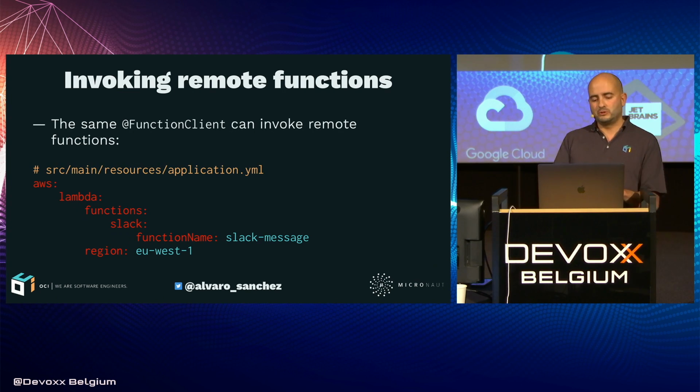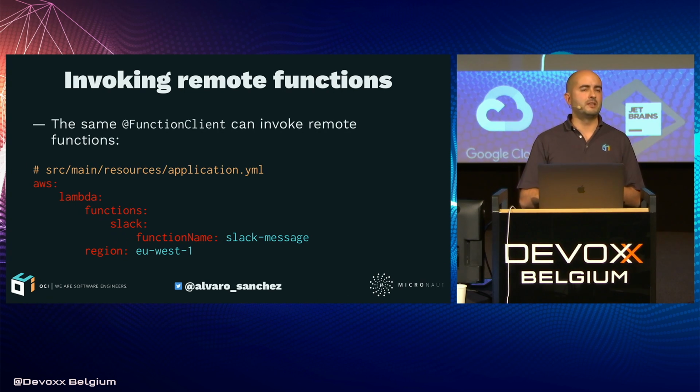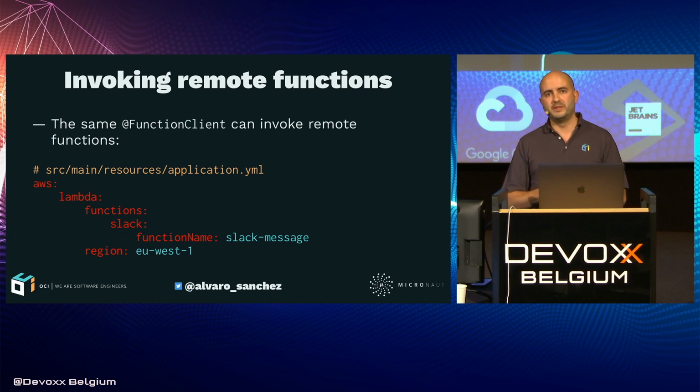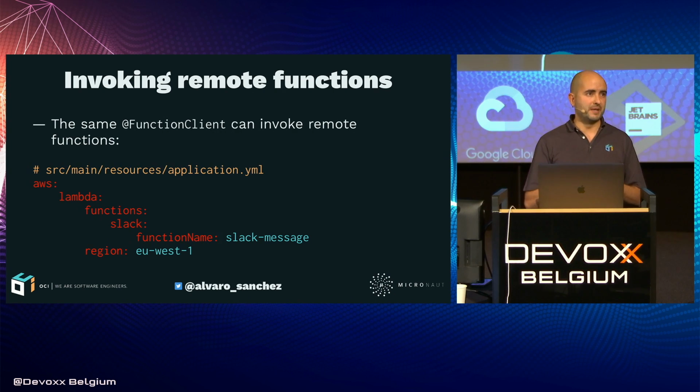This is what I told you before. The same function client, when it's got properties telling it that it's running on AWS, we actually detect whether the application is running on AWS, based, for instance, on the metadata endpoints. And in this case, it'll be a remote function invocation.